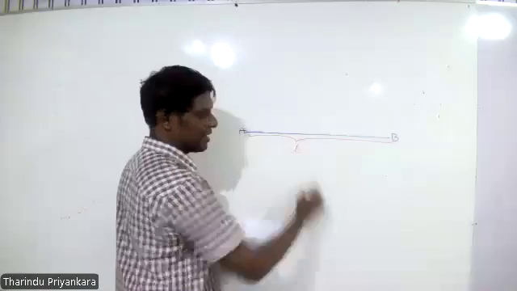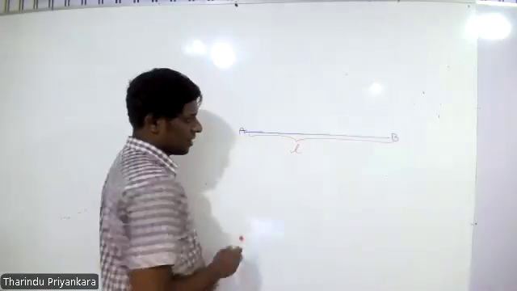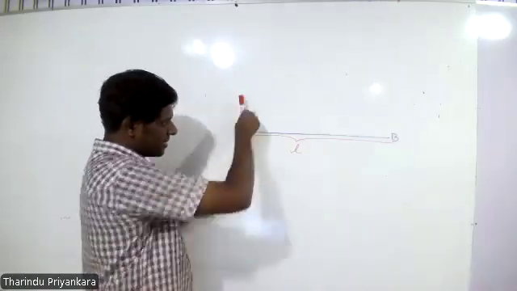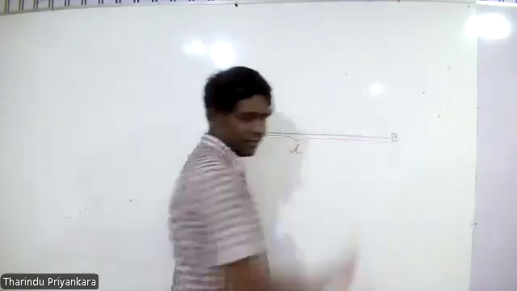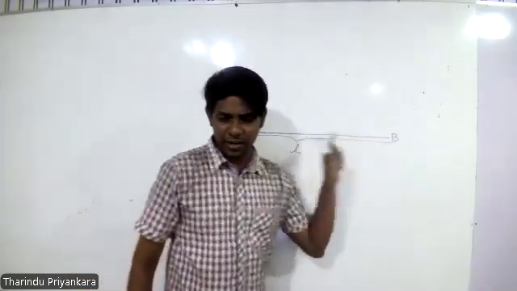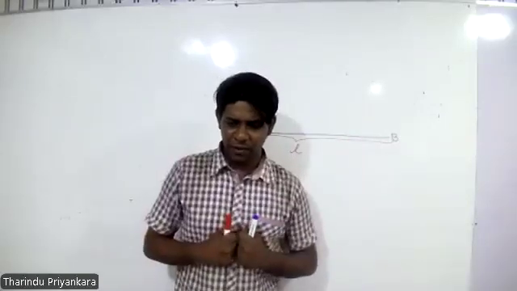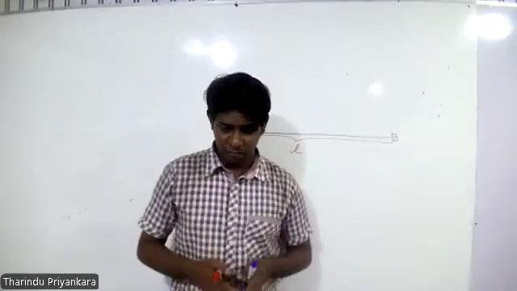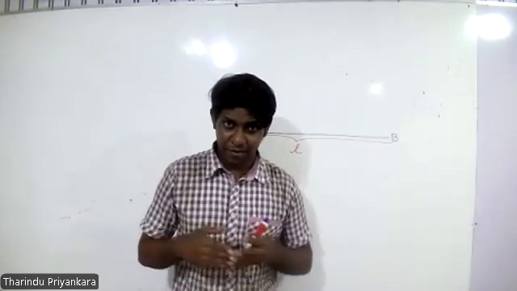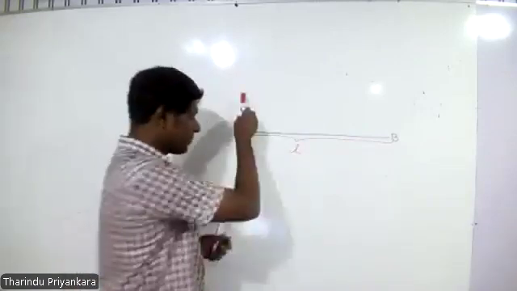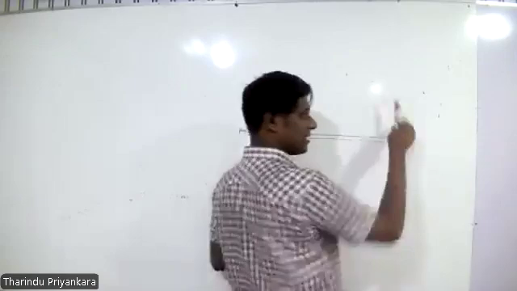Length is there. If something just moves like this, this type of motion we call linear motion, as well as translational motion: the body moves from one position to another position.